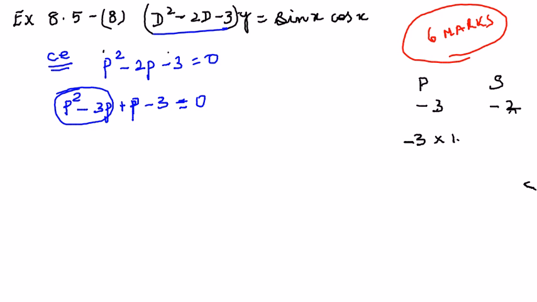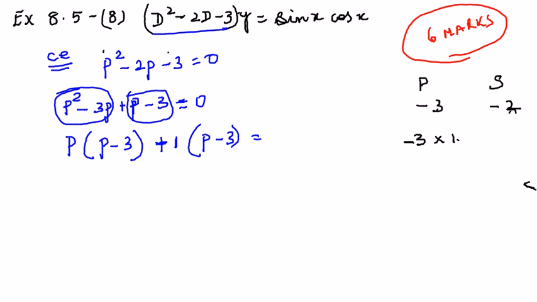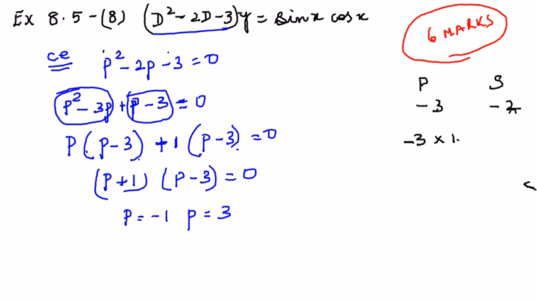So in this I'm going to take p common. This can be written as p minus 3, and again I'm going to take plus 1 common, so that between these two terms I'll get p minus 3. Just ensure within the brackets you always get the same number, right? So you can write this as p plus 1 into p minus 3 equal to 0. Therefore you get p is equal to minus 1 and p is equal to 3.